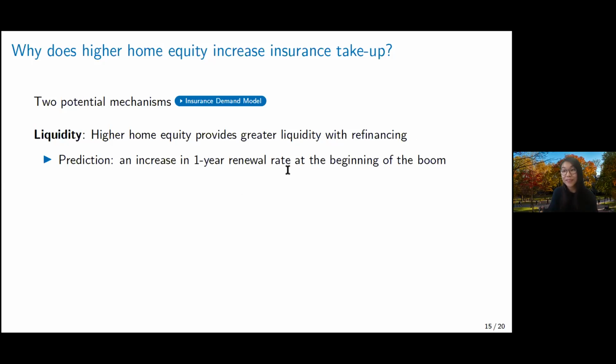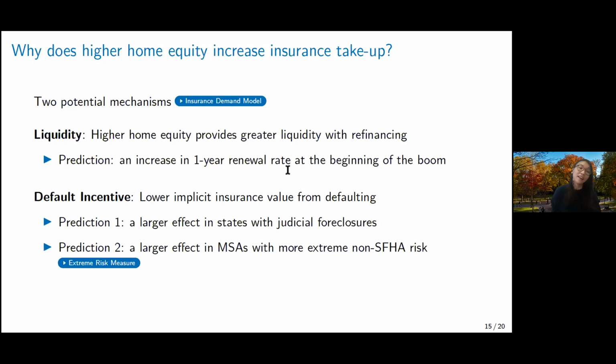And we pick 1 year because 1 year is a very short time frame that households would not think they learned something about their local flood risk. And then we also test the default incentive mechanism. The first prediction we're going to test is that we should be seeing a larger effect in states with judicial foreclosures. These are state laws that dictate that any foreclosure procedure has to go through legal review.